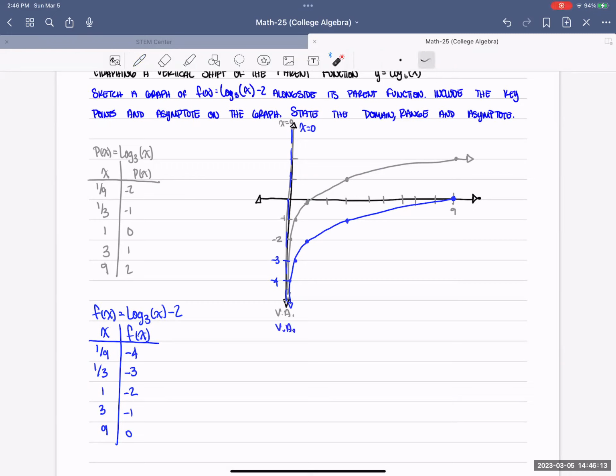This makes sense because our asymptote comes from the inside of our log, and the inside of our log is the exact same for the parent function and the function itself. All right, so we have that. Let's look at our domain, our range, and the asymptote.